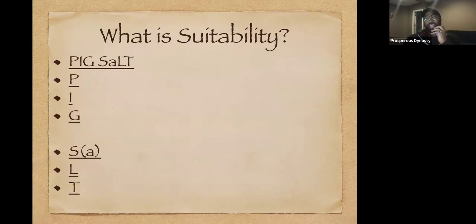All right, so this is the acronym that I kind of use for suitability, right? PIG SALT. Can anybody tell me when determining suitability, what's kind of the most important factors? You can come off mute, scream it out. Anybody? Throw it in the chat.